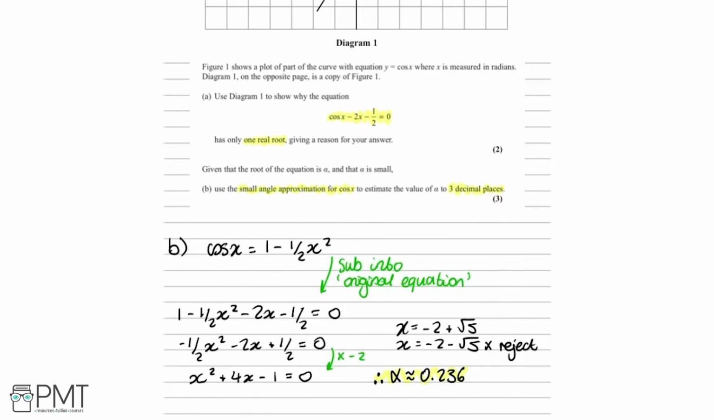Looking back to where we get the marks, we get 1 mark for this step here, using the small angle approximation and subbing it into the equation. We get the second mark for attempting to solve this quadratic equation. And we get the final mark for getting the correct value for alpha.